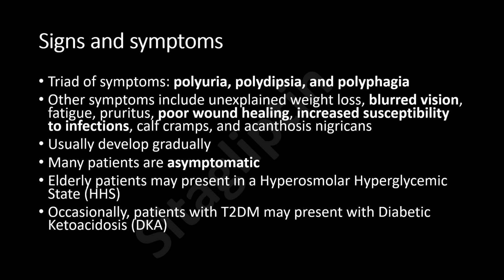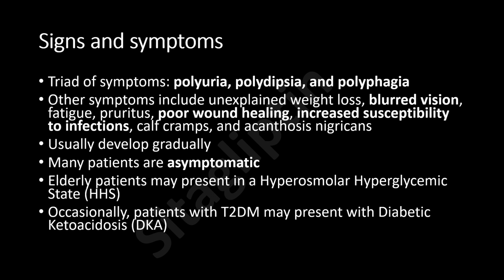itching. This happens a lot. There is poor wound healing. We have infections which last a little bit longer than usual, with increased susceptibility to infections because of the lowered immune system, lowered immunity, exactly. Cramps can be attributed to diabetic neuropathy, and acanthosis nigricans. This is black pigmentation, patchy black pigmentation across the skin surface.